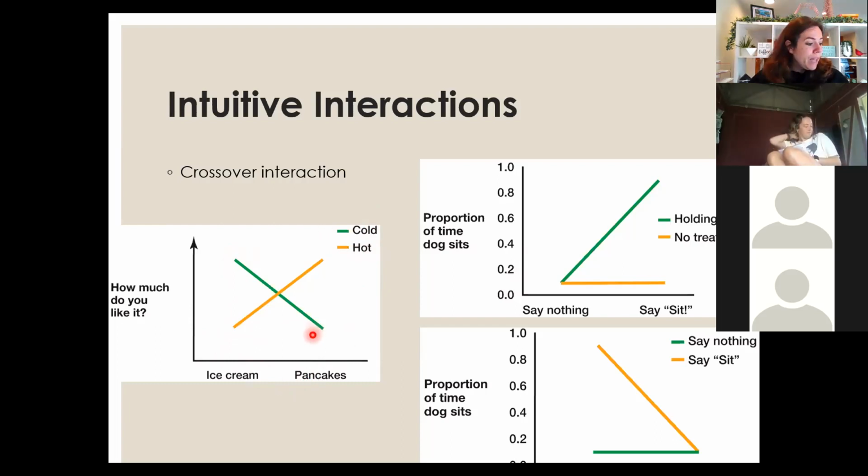Same thing. How much do you like pancakes? Well, I like it a lot when it's really warm. I don't really care for it when it's cold and rubbery. So you see how here there is an interaction effect, okay? The dependent variable is how much you like the food. And that interaction is a crossover interaction because the two lines actually cross, right? So how much you like certain food becomes completely dependent on its temperature.